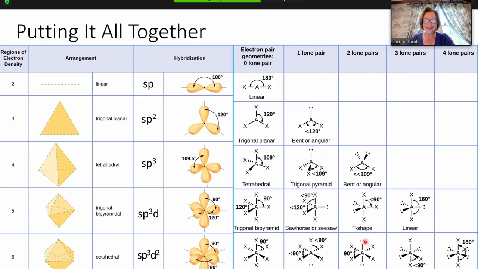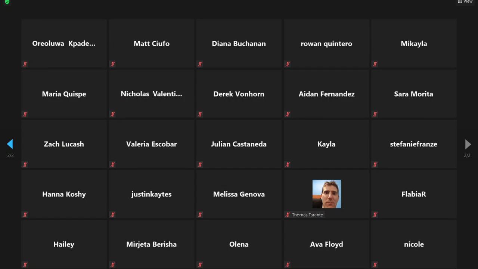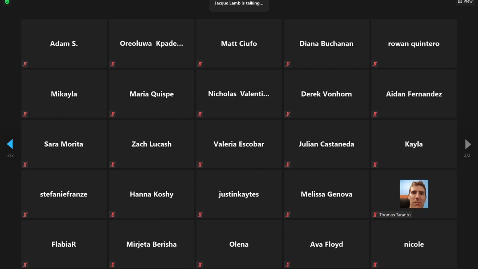Once you put in the second lone pair, you now have a square planar. That is now a nonpolar molecule. So you have to look at the overall geometry of the molecule as well. Okay, I think we're going to stop there and see if there are any questions. Anything for what we've done so far?